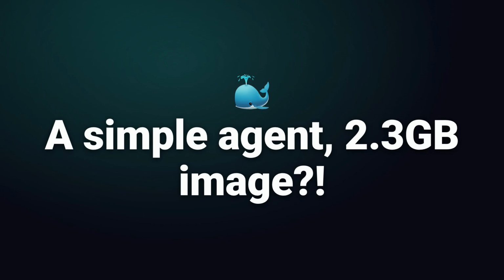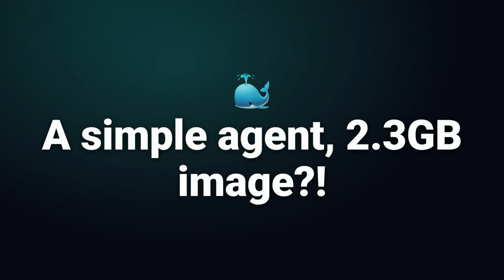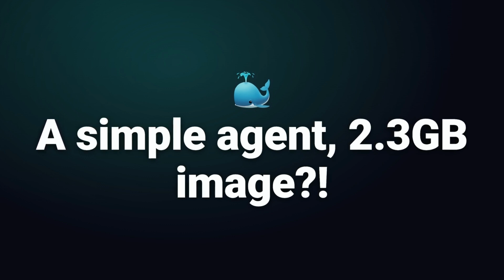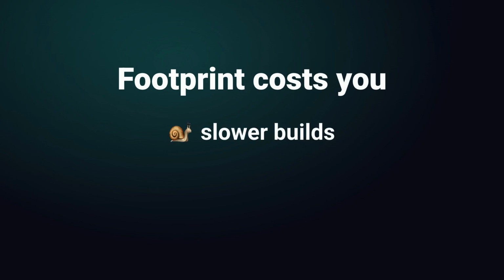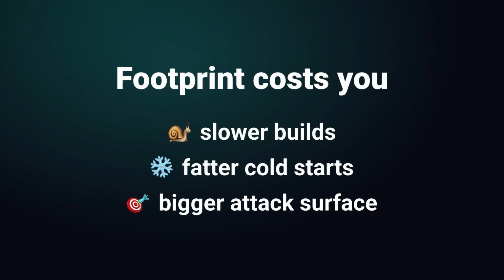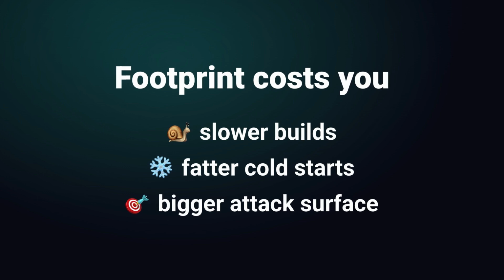Your Docker image for a simple AI agent just clocked in at 2.3 gigabytes, and you're staring at your Dockerfile wondering how a few hundred lines of Python turned into a container the size of an operating system. The dependency footprint of your agent framework isn't just a vanity metric. It's slower builds, fatter cold starts, and a bigger attack surface every single deploy. So which one actually travels lighter, LangChain or CrewAI?